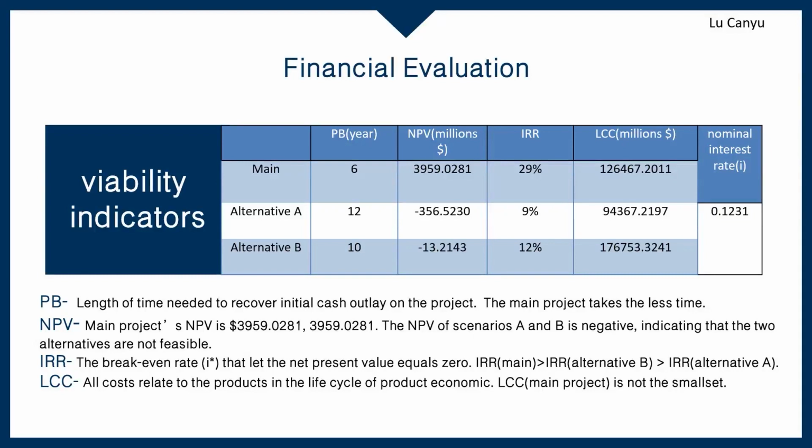In summary, although the main project's LCC is not the smallest, the NPV indicates that the other two alternative projects are not viable, and the main project's PB is the smallest and its ARR is the largest. So in general, the main project is the best scheme and it can bring considerable income in the evaluation.